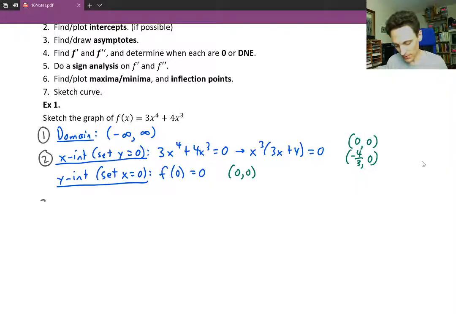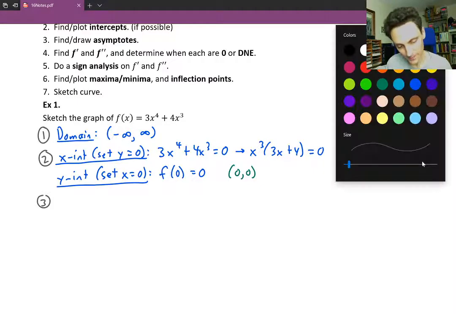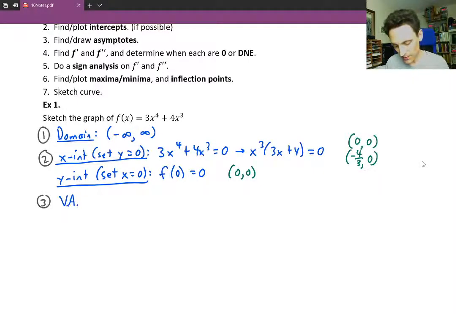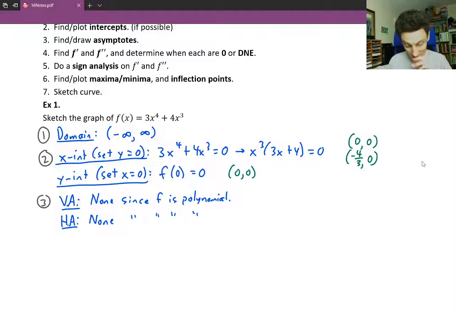Next, we're going to look at if there are any vertical or horizontal asymptotes. For vertical asymptotes, we look at this polynomial and we think, there aren't any vertical asymptotes. Polynomials don't have vertical or horizontal asymptotes for that matter. There aren't any places where they're undefined, and just generally speaking, no vertical asymptotes for polynomials. And no horizontal asymptotes for polynomials either. So I'll just say none, since f is a polynomial.